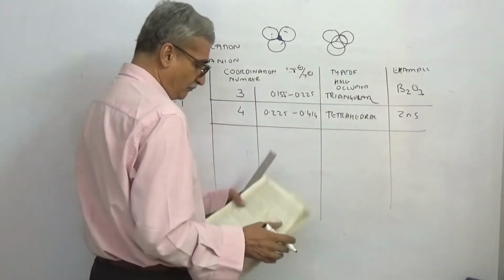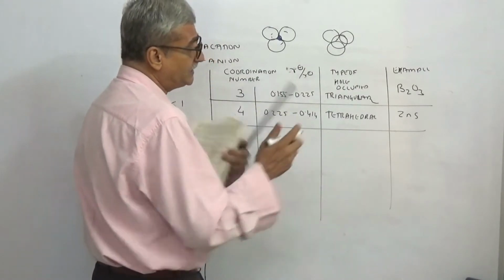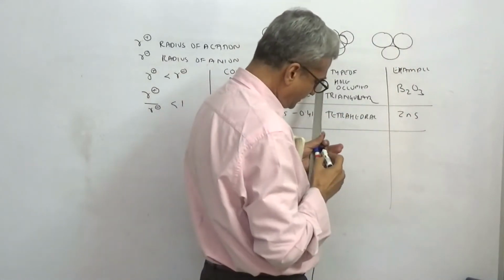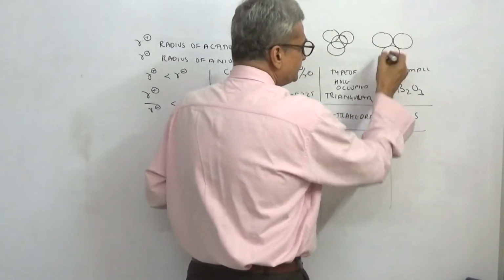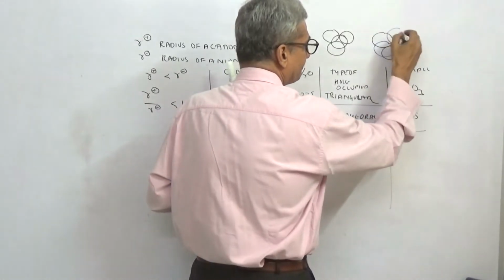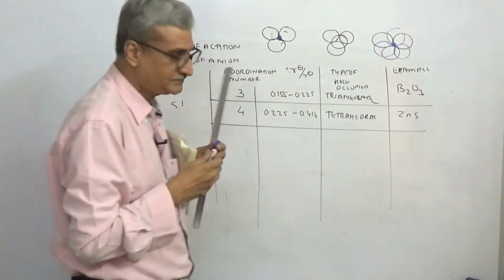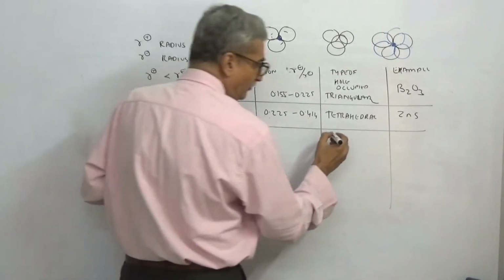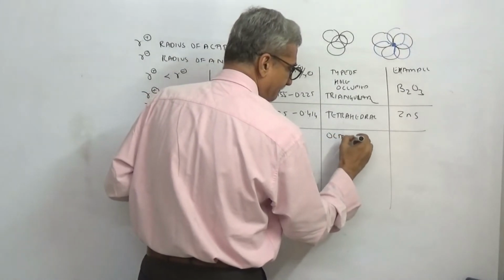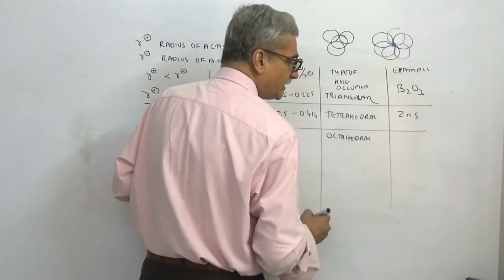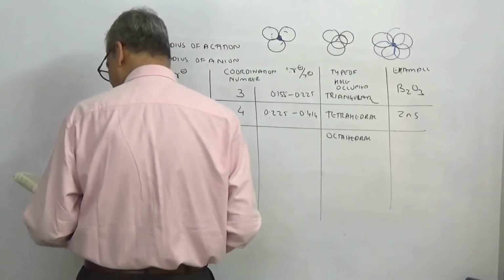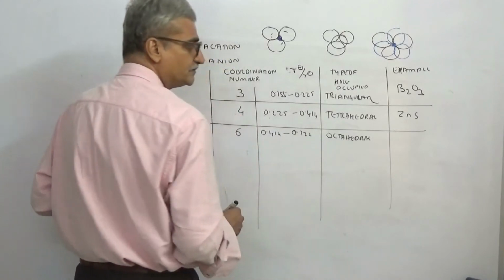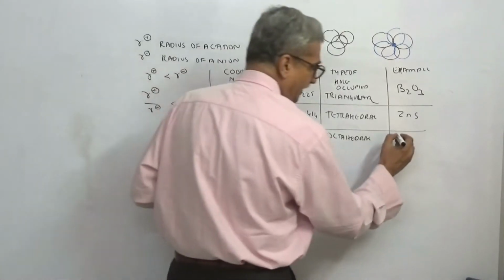Then what do we have? This was 3 and 3, 6, it was an octahedral hole, right? This is 3 and its inverse is 3. So this hole was octahedral. So when the coordination number was 6, what kind of hole was it? Octahedral. Okay. So what is the range? 0.414 to 0.732. Example of this is what? Sodium chloride.